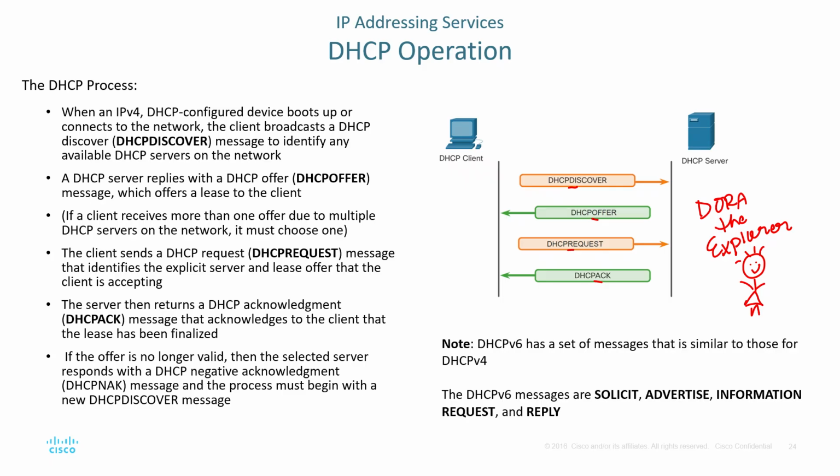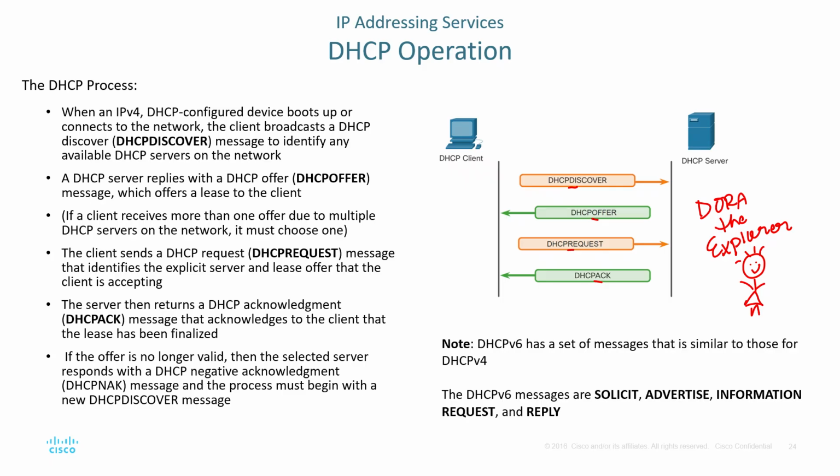The client will then send a request. That request is for the IP configuration information. So the message received is identifying the explicit server and lease offer that the client is accepting. The server then returns an acknowledgement that acknowledges to the client that the lease has been finalized.